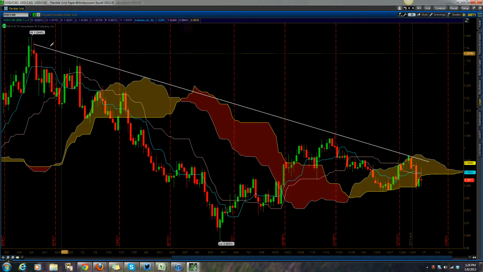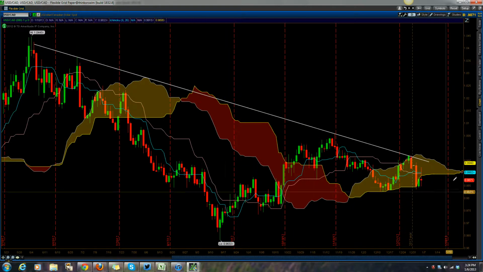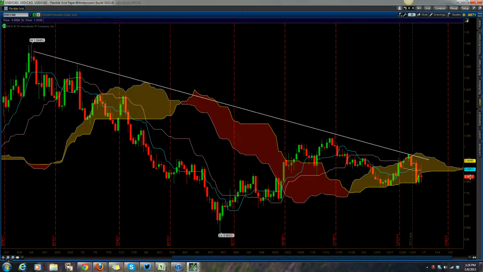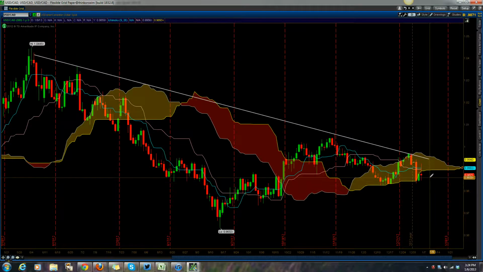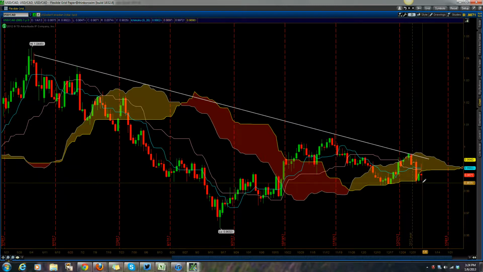Dollar CAD has been respecting this descending trend line. Right now, it closed below the daily Kumo. However, it's more of a rib cage breakout, so you want price to close below 0.9840 to indicate a more real bearish sentiment.